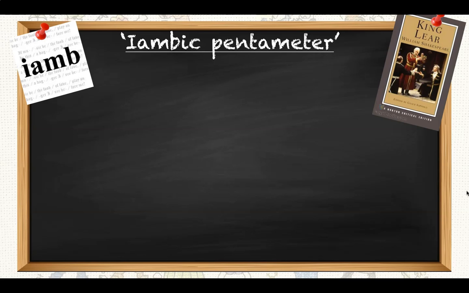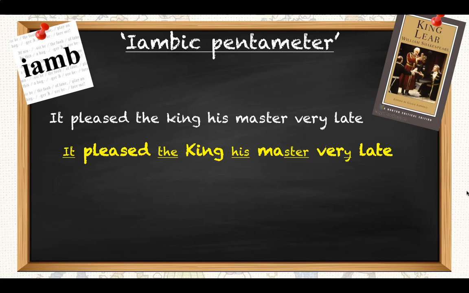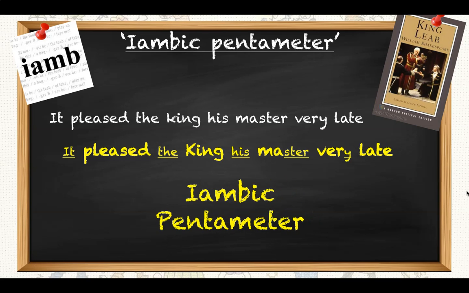If we look at a line of Shakespeare, it becomes a bit clearer. So a random selection from the play King Lear gives us this line from Oswald in Act 2, Scene 2. It pleased the king his master very late. We're going to underline the unstressed syllables and put the stressed syllables in bold to make it clearer. Here we can see the iambs more clearly. There's a very straightforward pattern, and when you exaggerate the reading of it a little, it has an almost sing-song quality to it. We call this type of line with 5 iambs, 5 pairs of syllables, iambic pentameter or blank verse. It pleased the king his master very late.